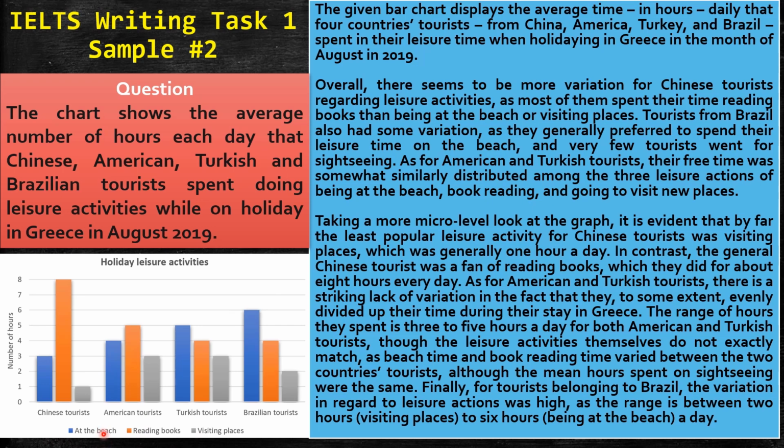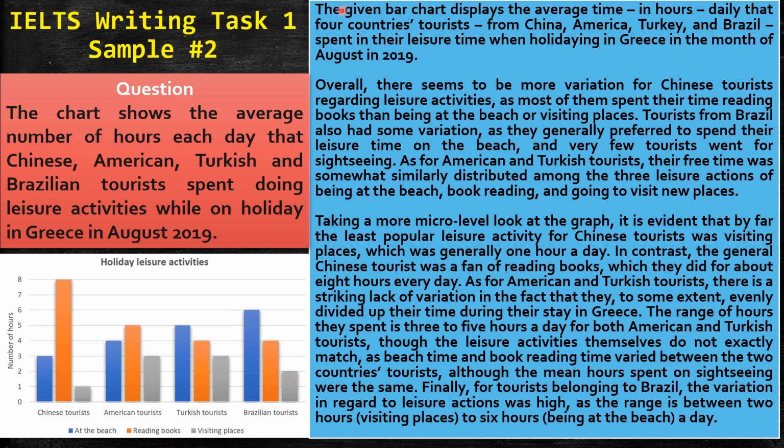This is a bar chart. So at the beach, reading books, visiting places, you can see that Chinese tourists mostly read books, whereas American and Turkish tourists actually did all three of the activities relatively similarly, and Brazilian tourists also had some variation.